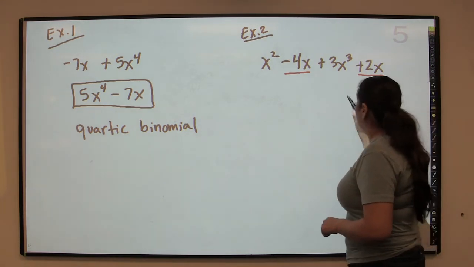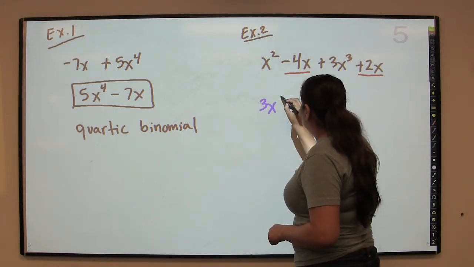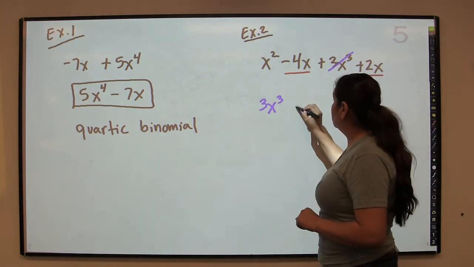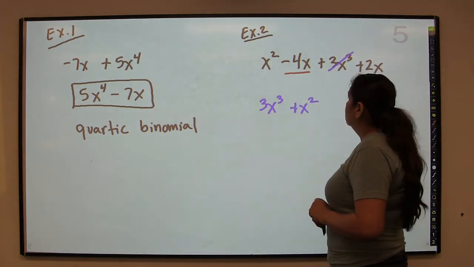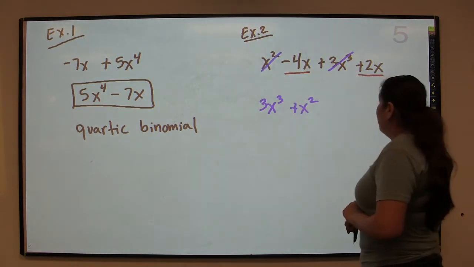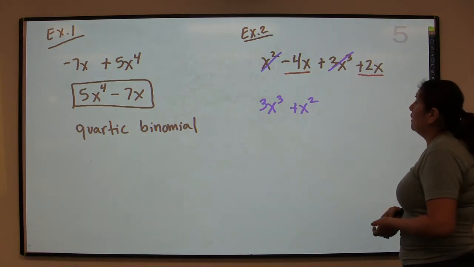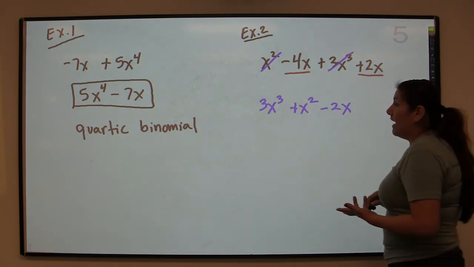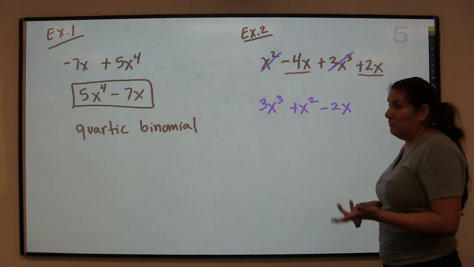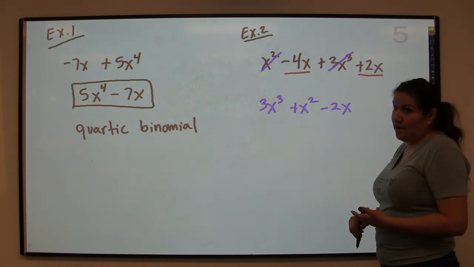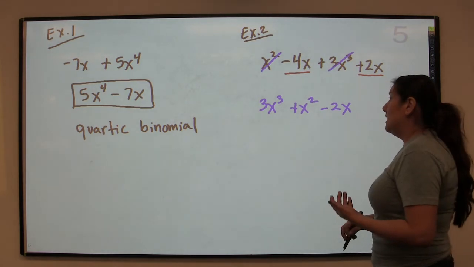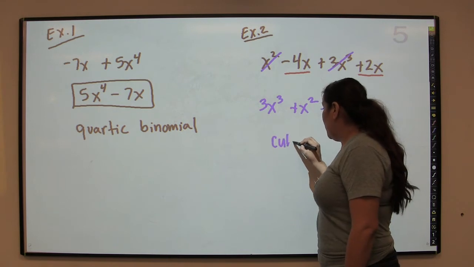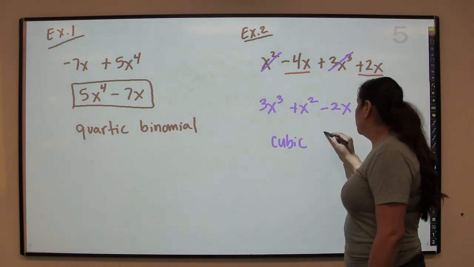So the first thing we want to do is our 3x cubed should be first because it's the highest degree. That takes care of that guy. Then our x squared should come next, and that takes care of that guy. And then we want to combine our linear terms. Negative 4x plus 2x gives us negative 2x. So now that I've combined the like terms, I realize that this is actually not going to be a polynomial of 4 terms, but actually a trinomial, 3 terms only. So this is going to be a cubic because the highest degree is 3, so a cubic trinomial.